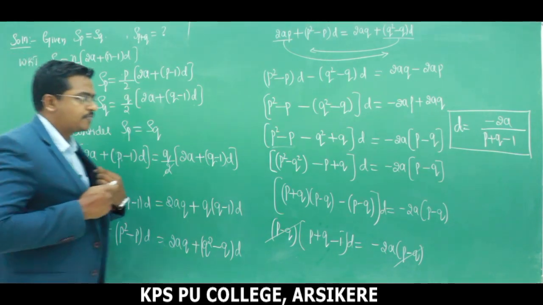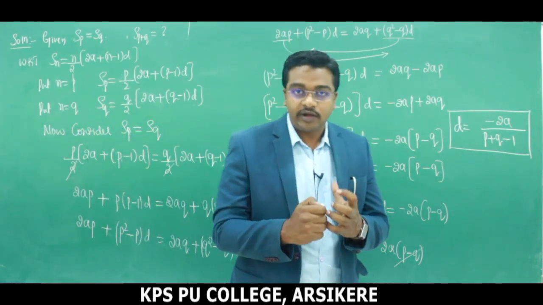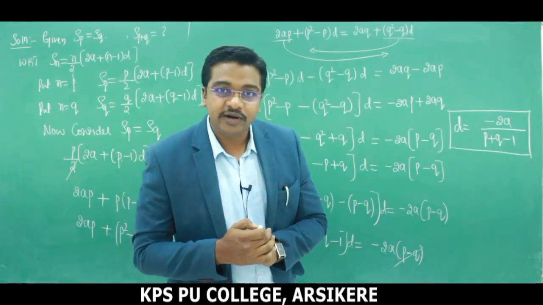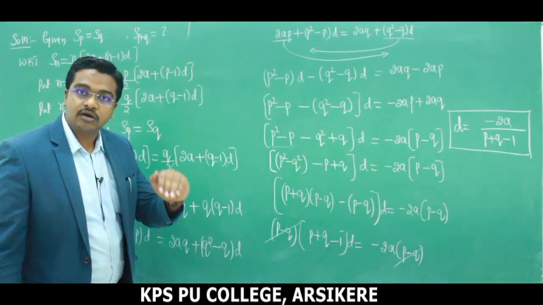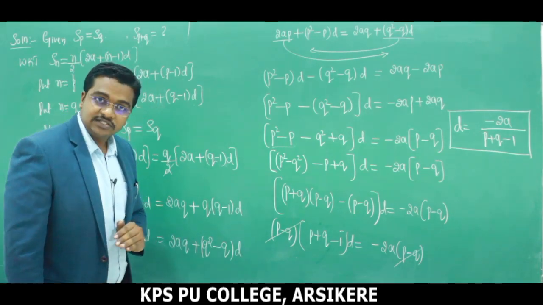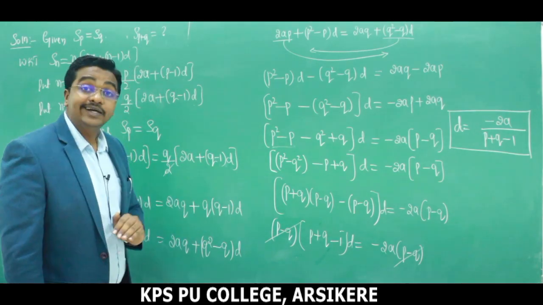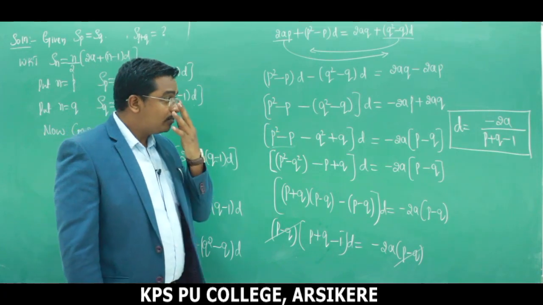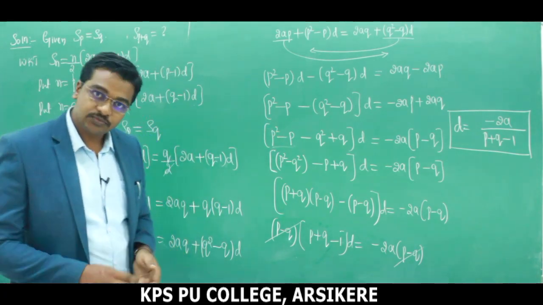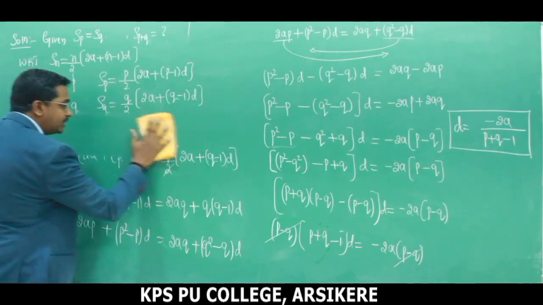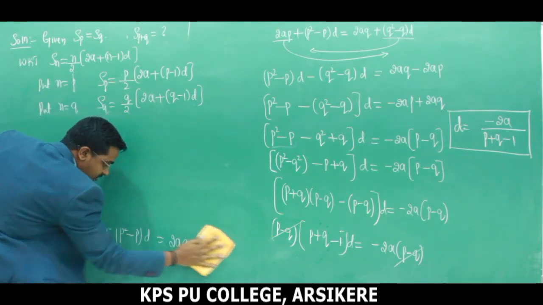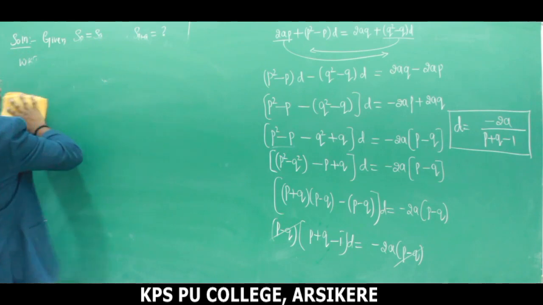This is the D term. Take a pause and note all the things I have written here. Just observe, our intention is to find the first term and the common difference, but here we are unable to extract the common difference and first term. So that's why we write D as minus 2A divided by P plus Q minus 1. Next we need to find the sum to P plus Q terms.